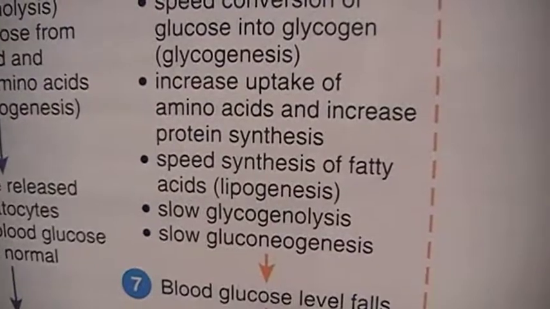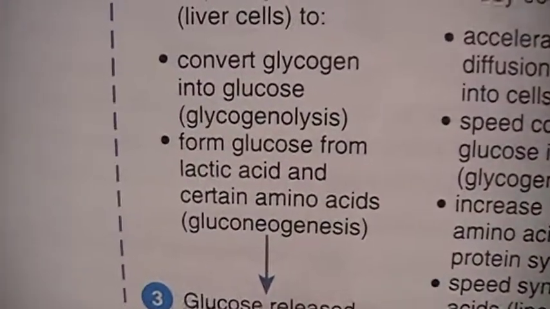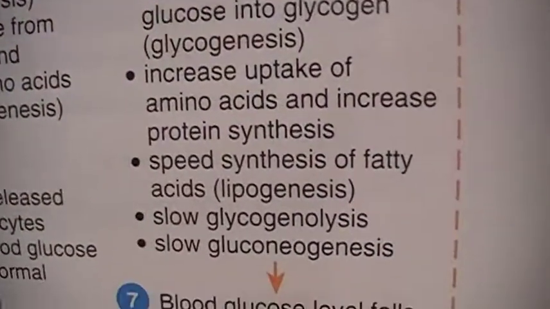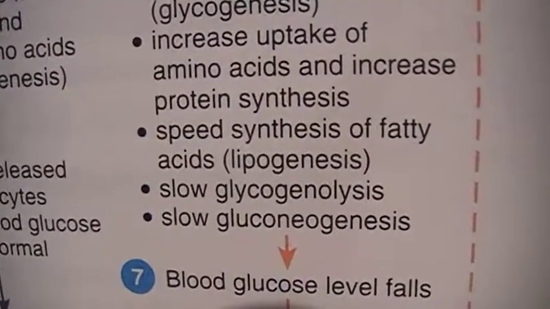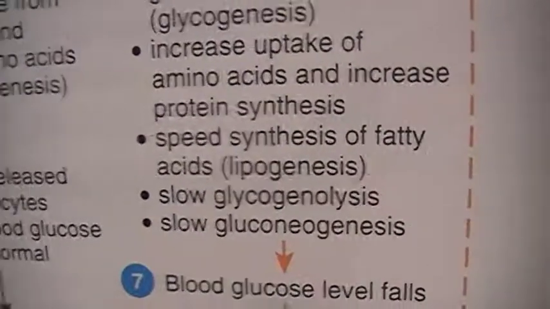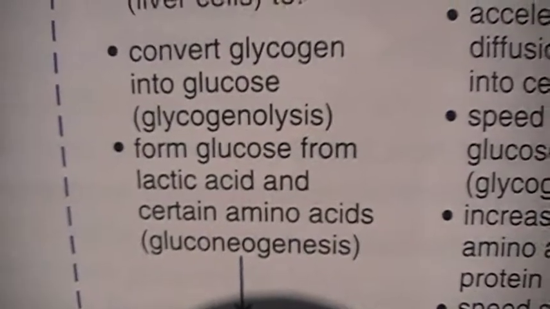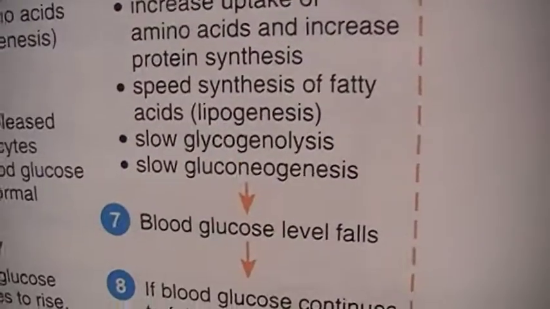slow glycogenolysis, which was the conversion of glycogen into glucose, and slow gluconeogenesis, which was forming glucose from lactic acid and certain amino acids.